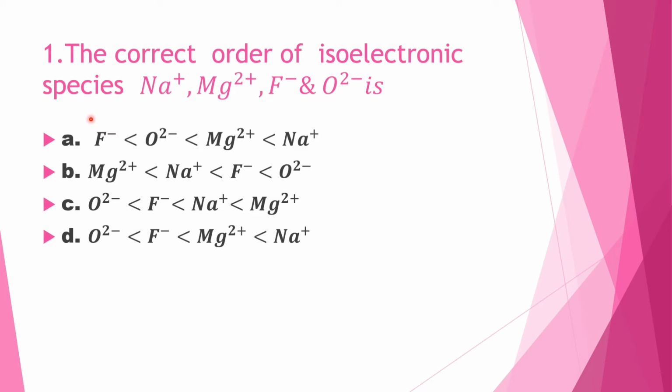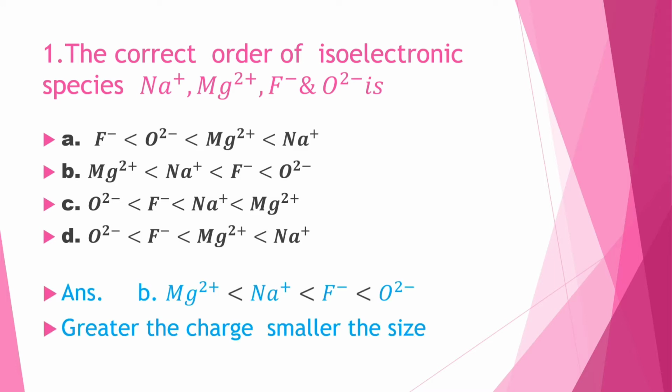Isoelectronic species are those species which have the same number of electrons. If we see Na+, Mg2+, F- and O2-, all of these have the same number of electrons, which means they are isoelectronic. If we think about the size of isoelectronic species, the charge on ions is inversely proportional to their size. That means the greater the charge, the smaller the size.